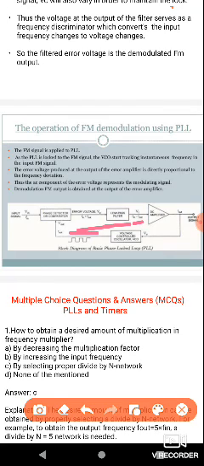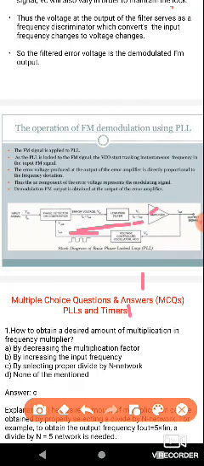So the PLL is in lock range for the FM signal. The VCO starts tracking the instantaneous frequency of the input signal. The error voltage is produced. The output of the error amplifier is directly proportional to the frequency deviation. The error voltage is directly proportional to frequency deviation. Frequency deviation is nothing but changes in frequency, that is, Fs minus F0. The AC component of the error voltage represents the modulating signal.